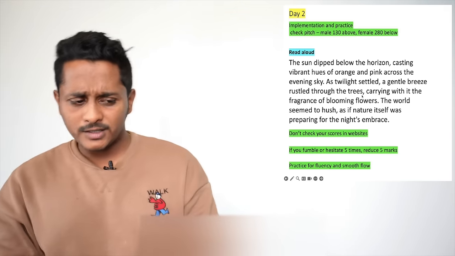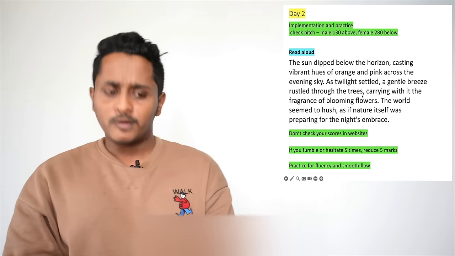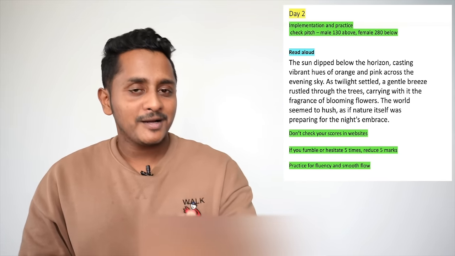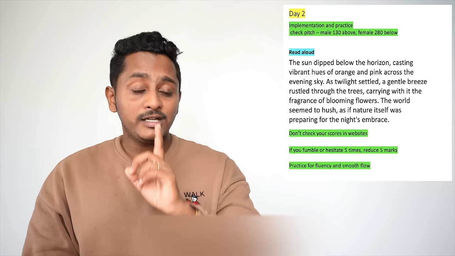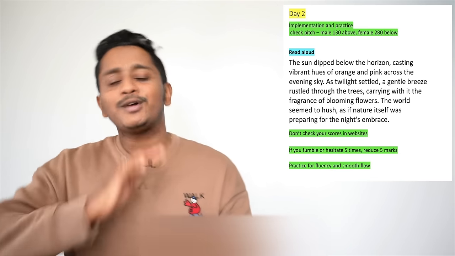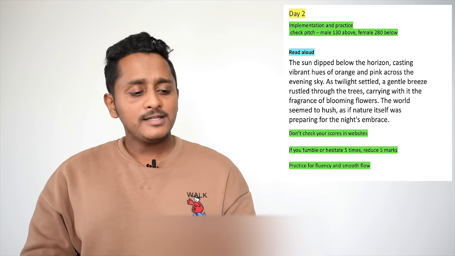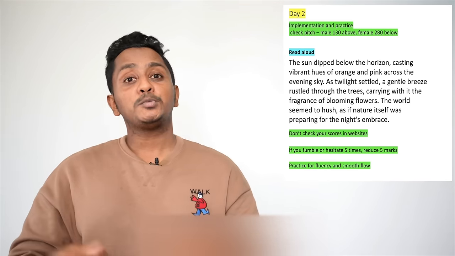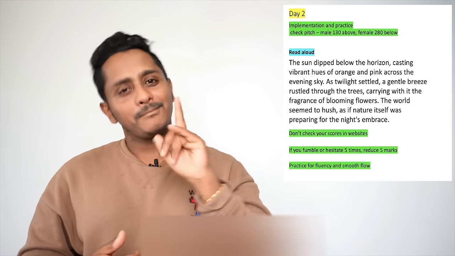The sun dip below the horizon, casting vibrant hues of orange and pink across the evening sky. As tile, now I lose mark. But I said tile something, as tile settled, I have to continue. This is what I'm telling you. As tile, twilight settled, I lose marks. So basically, it's not just about practicing, it's about doing this.